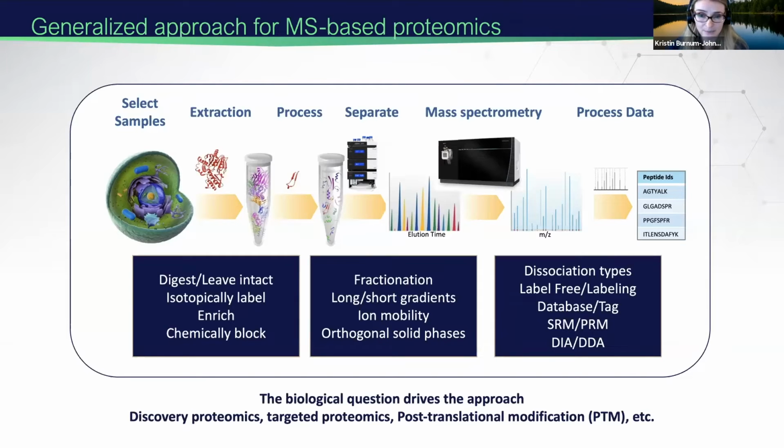If you go to the next one, for separation prior to mass spectrometry analyses, you may fractionate. You may choose to use a long or short gradient for in-depth or fast analyses. And then in the mass spectrometer, you can fragment your ions in different ways. You may have label-free or label peptides, or you may generate proteomic data using data-independent acquisition, DIA, or data-dependent acquisition, DDA. So we have lots of choices here. And as I mentioned, it's really the biological question that drives the approach. And sometimes novel approaches are needed.